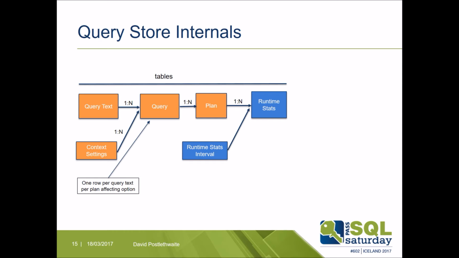Now there is a Microsoft web page that can give you all this information. There are a lot of parameters. If you want to learn more, I suggest that you go and have a look at that web page. If you execute the same query text with a different set of context values, then Query Store will record it as a separate entry into the query table. So if the exact same query text is run from two different stored procedures, then there'll be one entry in the query text table, but two entries in the query table.